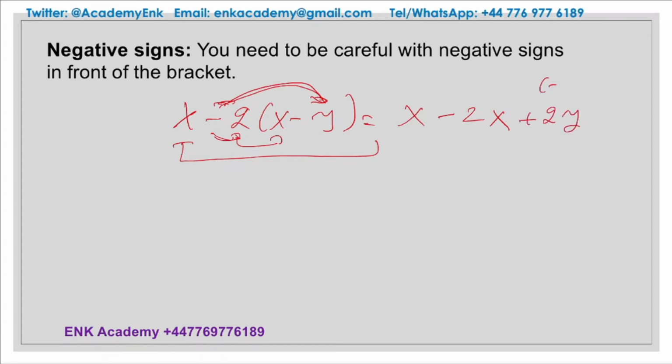This can also be written as minus 2 times minus y, minus times minus gives plus. This can be continued. x minus 2x gives minus x plus 2y. This is the expanded form of our expression.